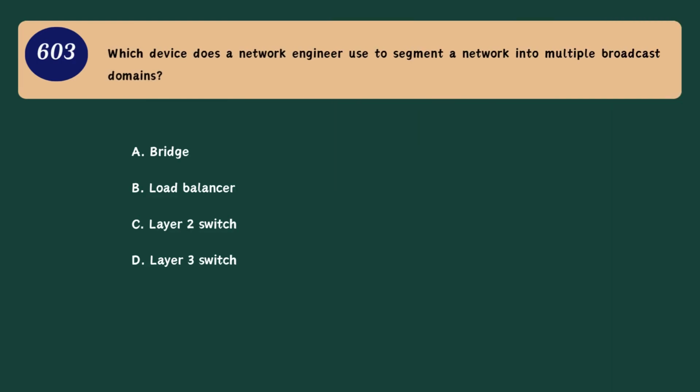Question 603. Which device does a network engineer use to segment a network into multiple broadcast domains? A. Bridge. B. Load balancer. C. Layer 2 switch. D. Layer 3 switch.